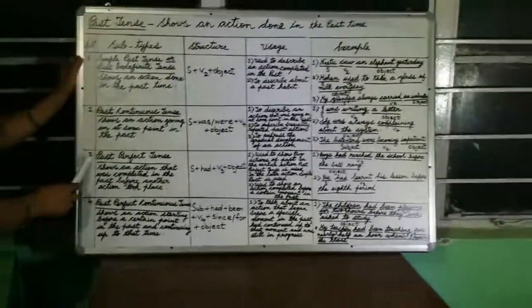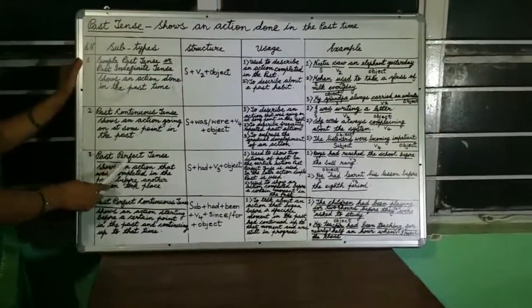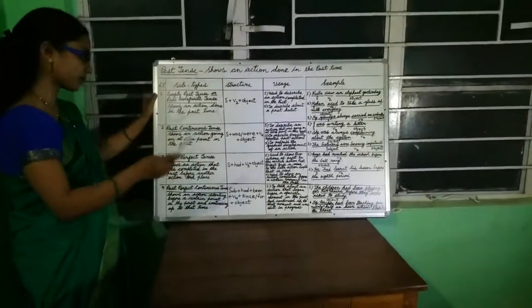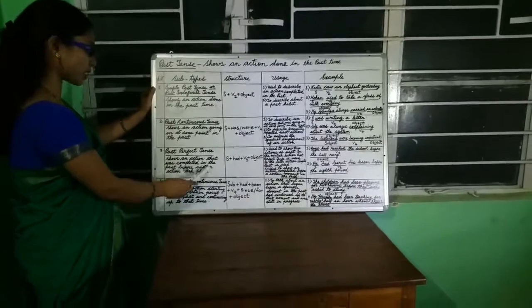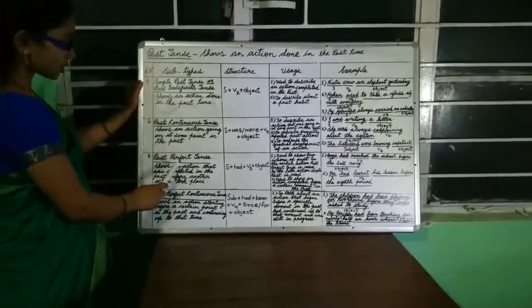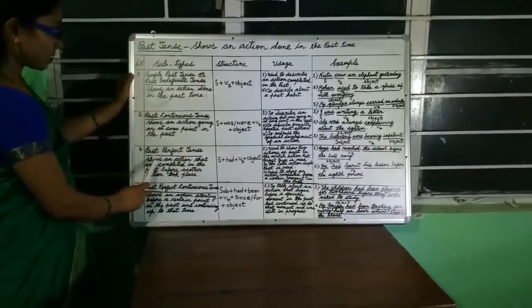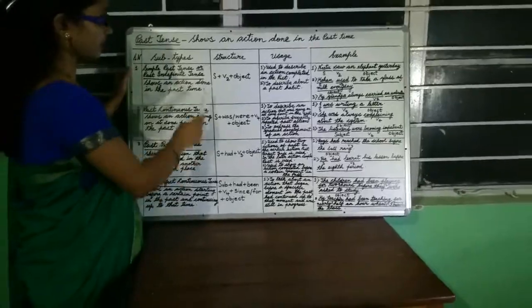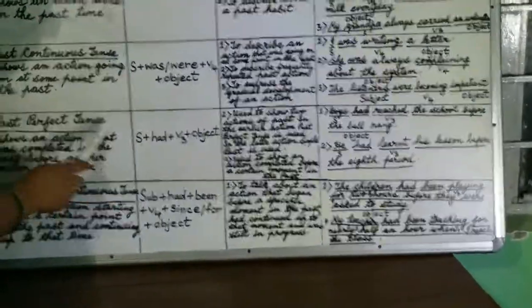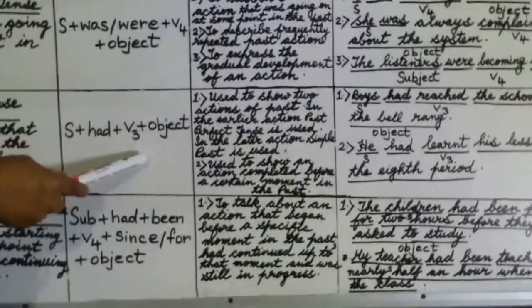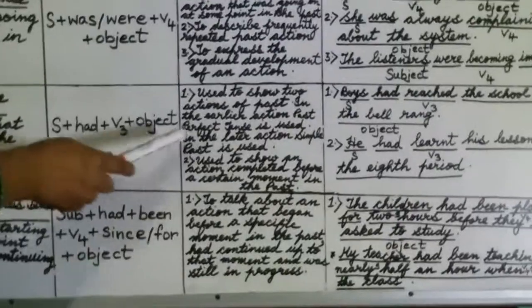Now coming to the third subtype of past tense, that is the past perfect tense. It shows an action that was completed in the past before another action took place. That means there was an action which took place in the past before another action took place. The structure of past perfect tense is subject plus had, which is used in past tense, plus V3, that means the past participle form, plus object.